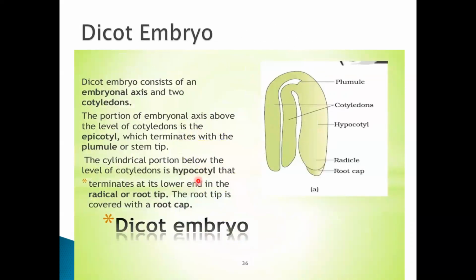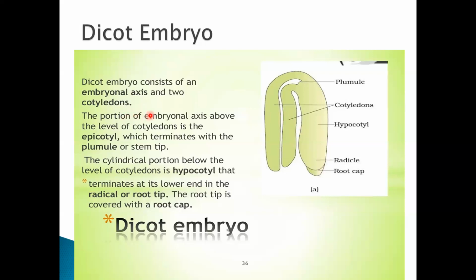So we will learn more about the dicot embryo. Explain the dicot embryo can be asked. Draw and explain. Now, what is this dicot embryo? A dicot embryo consists of an embryonal axis and two cotyledons. Dicot: di means two, cotyledon means covering. So how many cotyledons are present here? You see here, one cotyledon, another cotyledon. Two cotyledons are present, and so it is known as dicot.